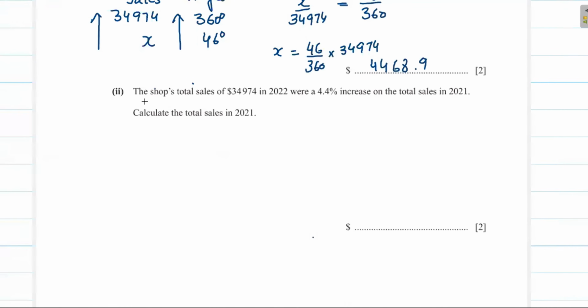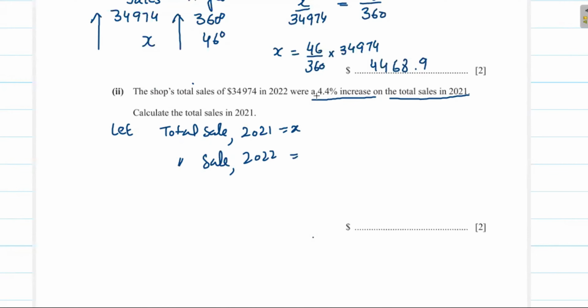Second part of the B, the shop total sale of 34,974 in 2022 was 4.4% increase on the total sale in 2021. Calculate total sale in 2021. We firstly suppose that let total sale in 2021 is equal to x. Now the total sale in 2022 equal to 4.4% increase on total sale in 2021. The 2021 sale is x. Now we add the 4.4% of 2021 sale.